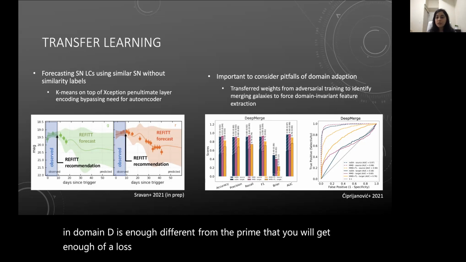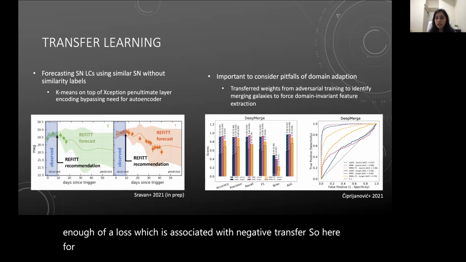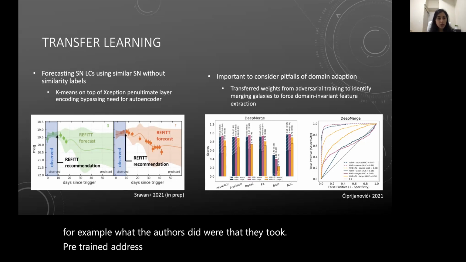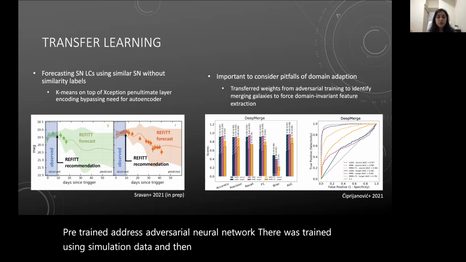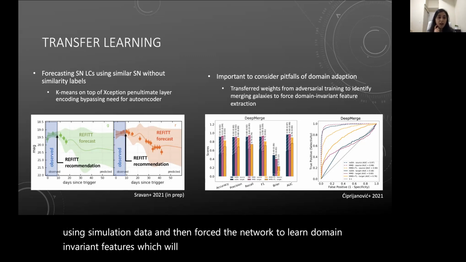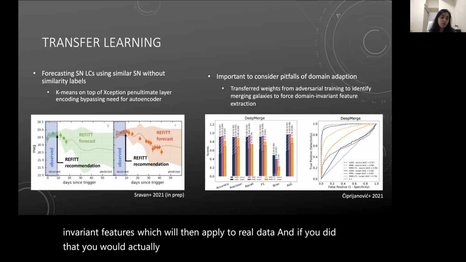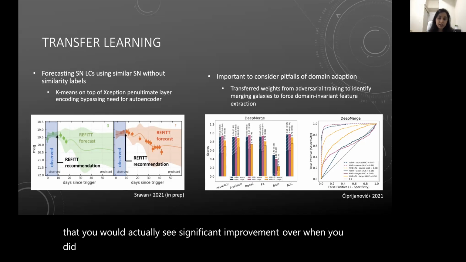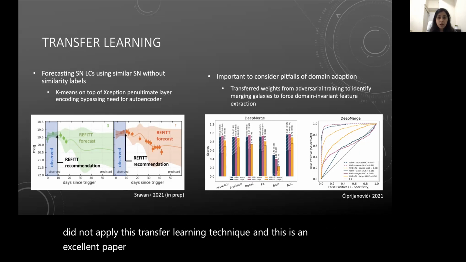Here, for example, the authors took a pre-trained adversarial neural network that was trained using simulation data, and then forced the network to learn domain invariant features, which would then apply to real data. If you did that, you would see significant improvement over when you did not apply this transfer learning technique. This is an excellent paper, and I encourage you to read it if you're interested.